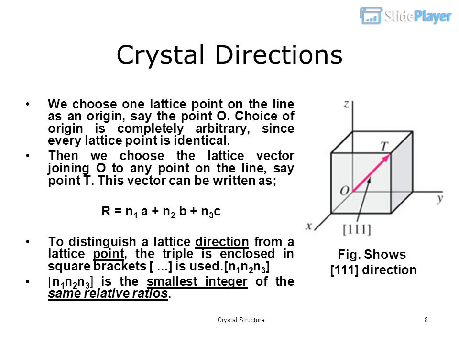This vector can be written as R equals n1a plus n2b plus n3c. To distinguish a lattice direction from a lattice point, the triple is enclosed in square brackets: [n1 n2 n3], where n1, n2, n3 are the smallest integers of the same relative ratios. Figure shows the [111] direction. Crystal structure 8.